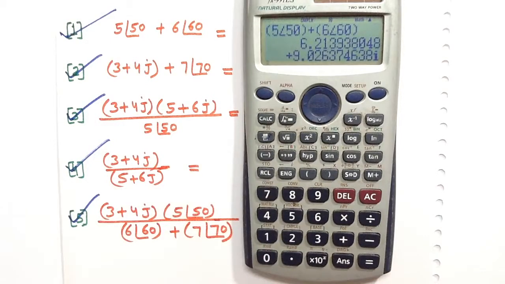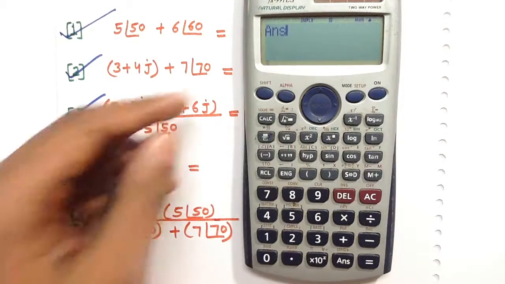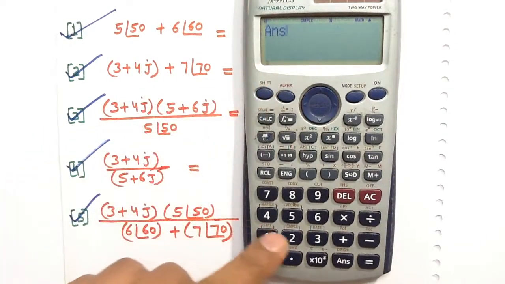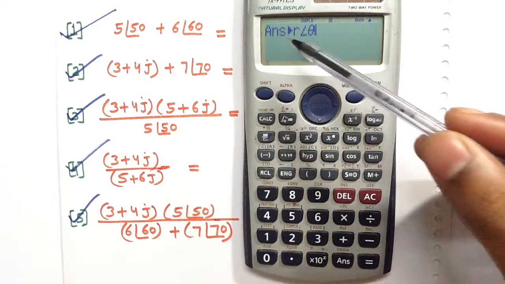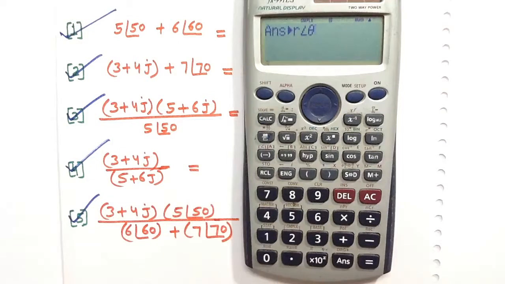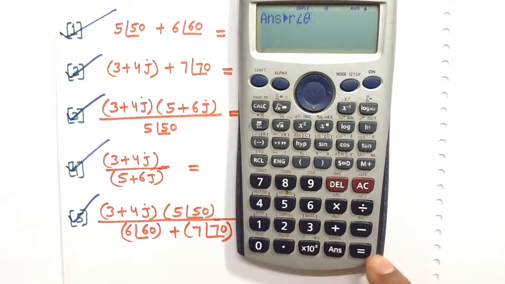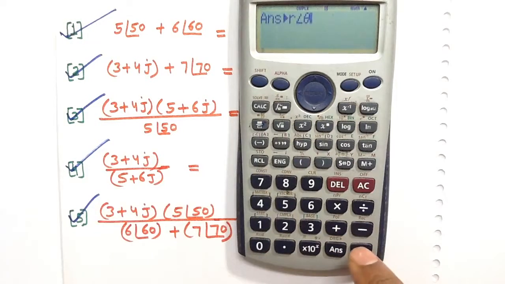In electrical engineering, we write J, and in the calculator, instead of J, we have to use i. i means iota. Suppose I want to convert the answer into the polar form, then press Ans, then press the button Shift, then press 2, then press 3. So you can see that we are going to convert the answer into the polar form. Press the equals button.